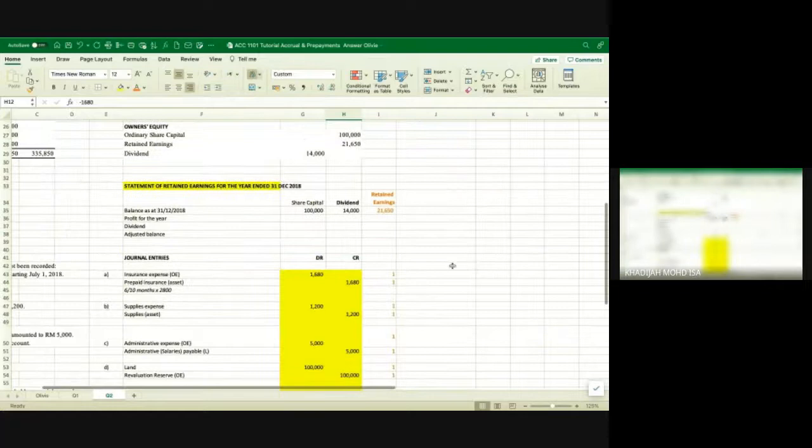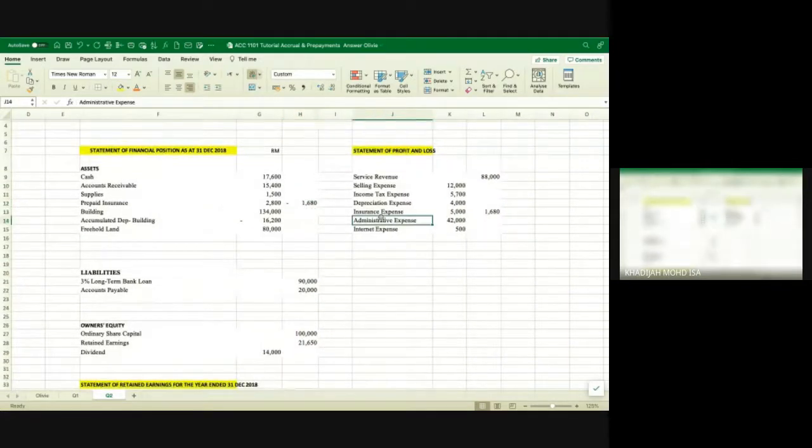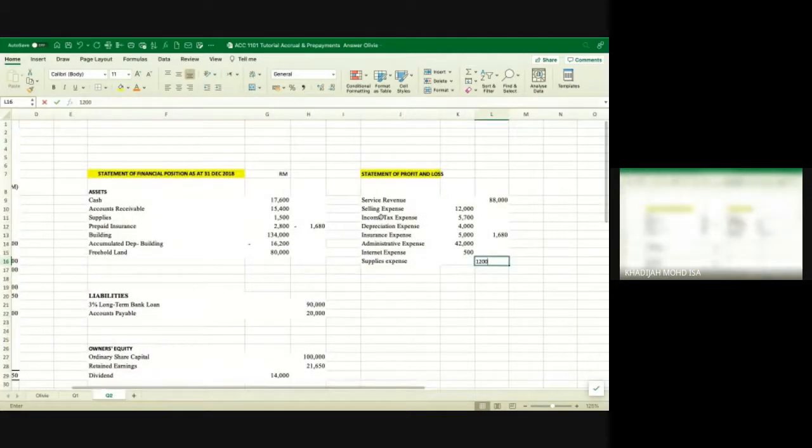The second one, supplies expense 1,200 and supplies asset credit 1,200. So do you have supplies expense here? You don't have any supplies account, right? So you create a supplies expense account in your profit and loss. How much is it? 1,200. Anyone not following?